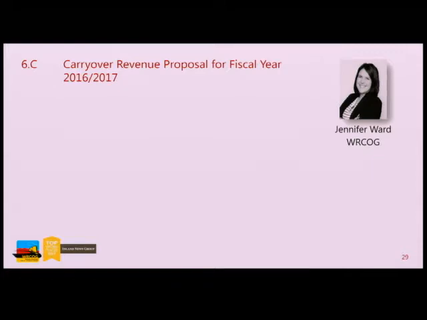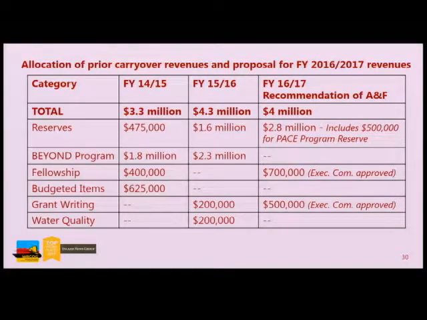16-17. So by way of background, since launch and success of the HERO program, WRCOG has been experiencing numerous carryover revenues year after year. Just to go back and summarize, in fiscal year 14-15, we carried over about $3.3 million. In fiscal year 15-16, we carried over about $4.3 million. And those carryover revenues were allocated to a number of different programs, whether it was an existing program to continue its operation, the launch of a new program based on its desire from our member agencies, and various other activities that were budgeted within our agency.